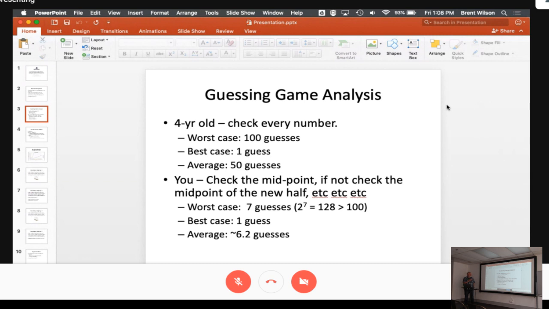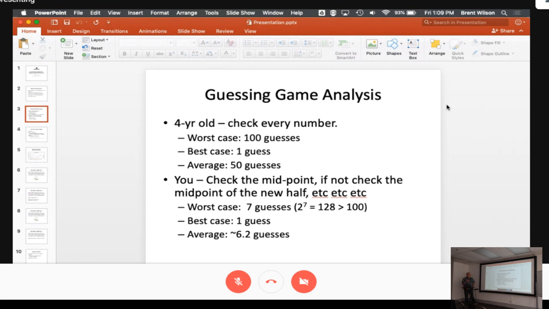So let's look at this sketch. The 4-year-old check-every-number algorithm. Worst case, it's going to take them 100. Actually, worst case, it's more than that, because they'll repeat and not realize they've repeated, right? So that's the 4-year-old and 90-year-old algorithm. Okay. Best case, if they get it the first time, boom. But on average, it would probably take them roughly 50 guesses or so.